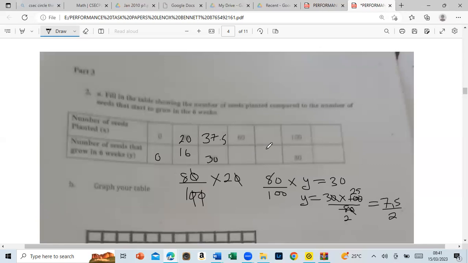So notice this just represents how many seeds grow, which is 80%. Only 80% are expected to grow, so we focus on that. This one is 60. We plant 60 seeds. What is 80% of 60? That's all it is saying. I could do it the other way, guys. So find 80% of 60 and work that out. Divide by 10, divide by 10. That's 48.